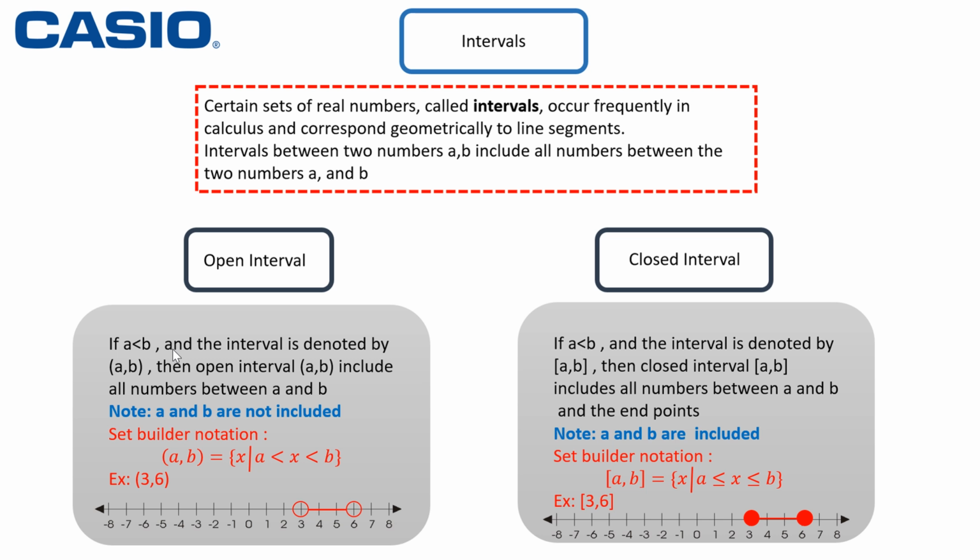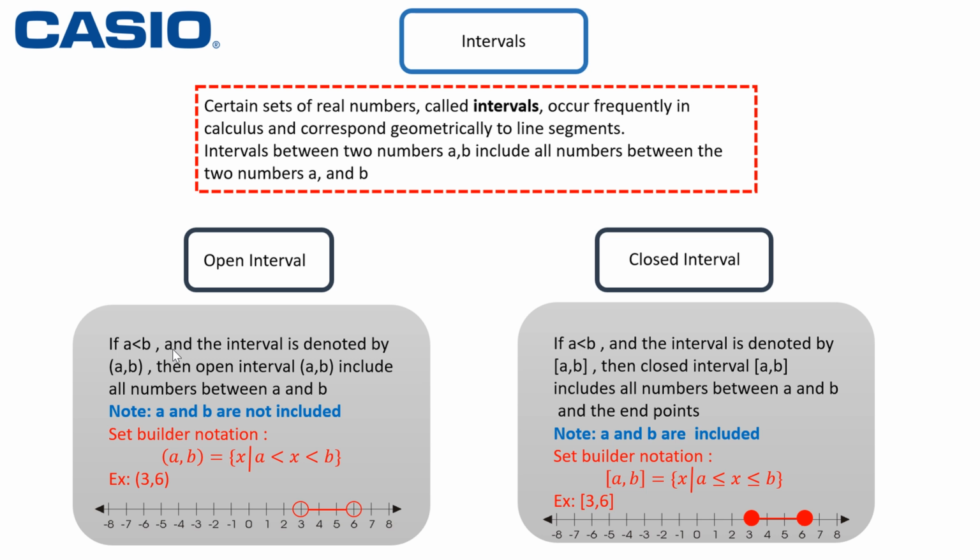Closed interval: if a is less than b and the interval is denoted by brackets a comma b, then the closed interval [a, b] includes all numbers between a and b and the endpoints. Note, a and b are included. In this case, the closed interval will include the boundaries a and b. In set builder notation, the closed interval [a, b] is x, which is any number between a and b, such that a and b are included.